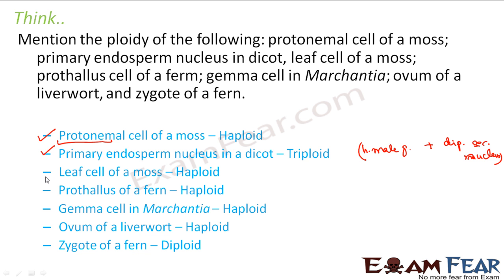Leaf cell of a moss is again haploid. Prothallus of a fern, it is again haploid. Gemma cell in Marchantia is again haploid. Ovum of a liverwort, ovum is nothing but the female gamete, so it has to be haploid. Zygote is diploid because zygote is formed by the fusion of a haploid male gamete and a haploid female gamete. So haploid plus haploid will form a diploid. See, all these haploid, diploid will become more clear when you actually go through the life cycle of each plant.